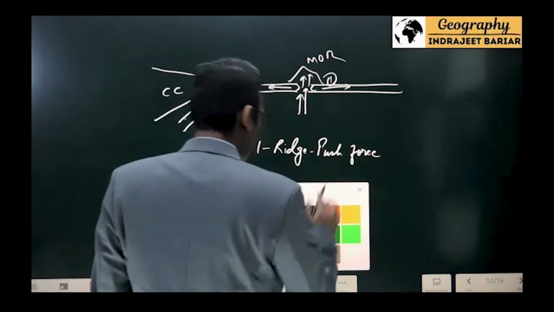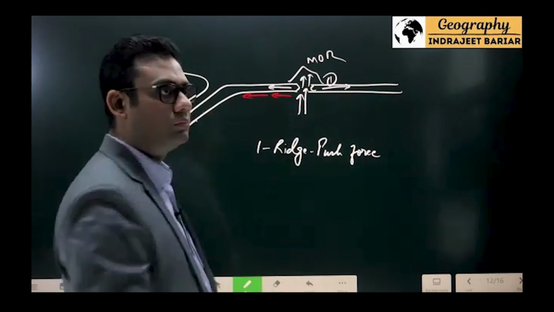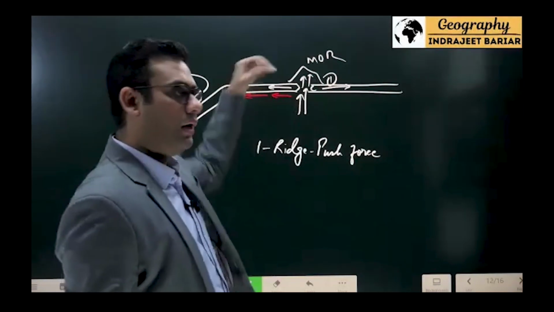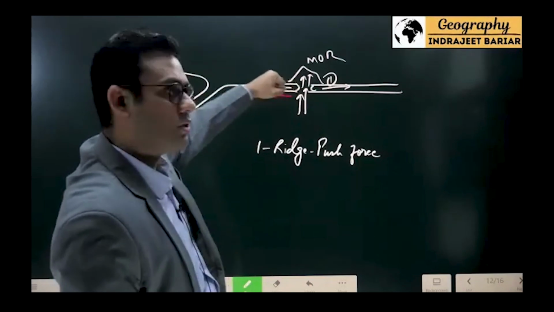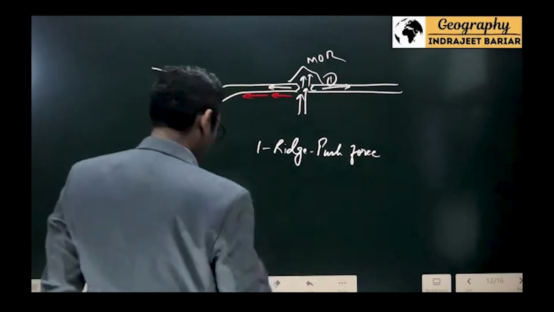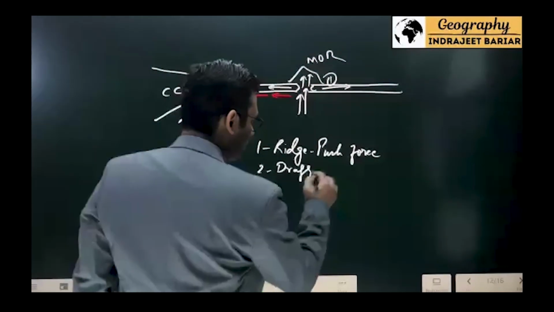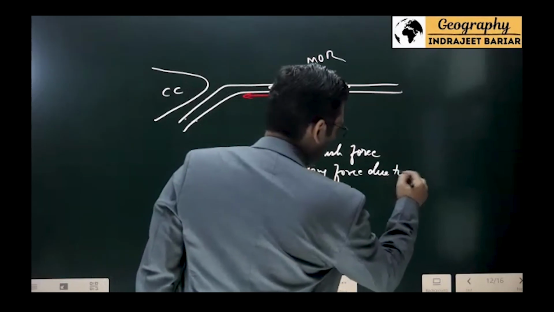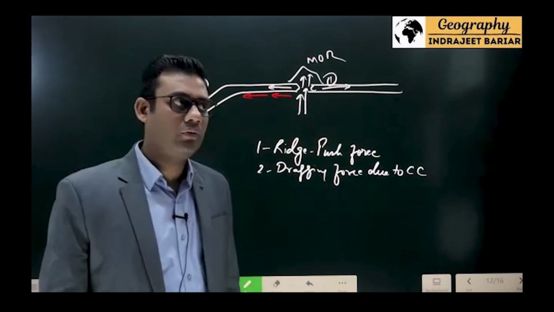Second force which is there is where the magma is flowing underneath. Correct? A molten material convection current is flowing underneath, and as it flows in this direction, it drags the plate, drags the crust along with it. And so the second force that is there is called dragging force due to convection current.